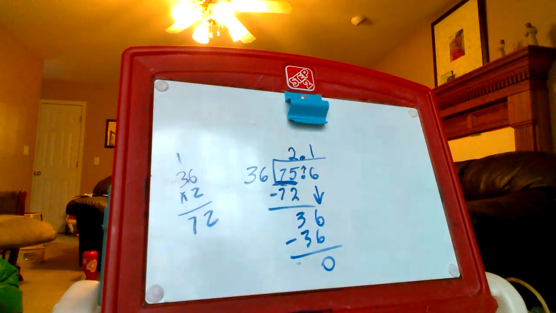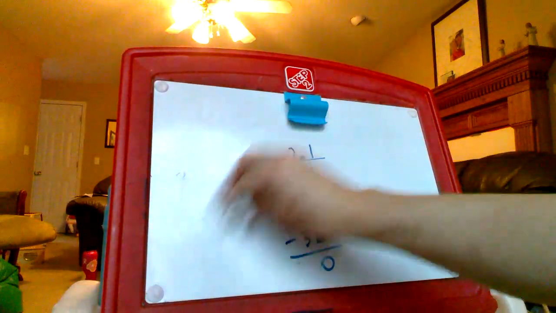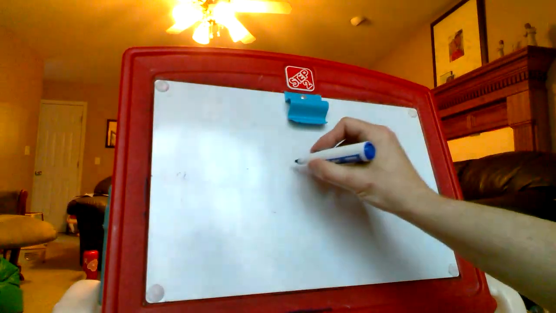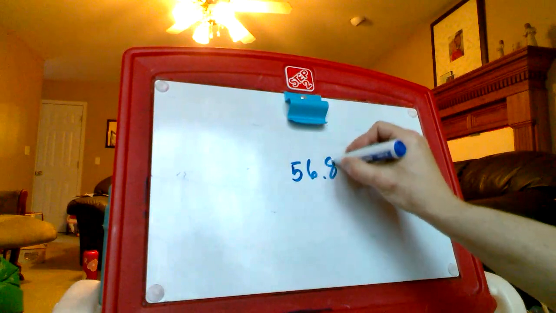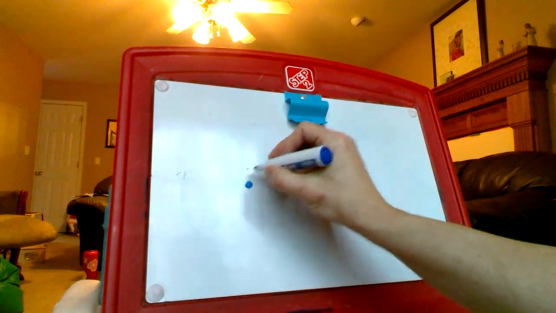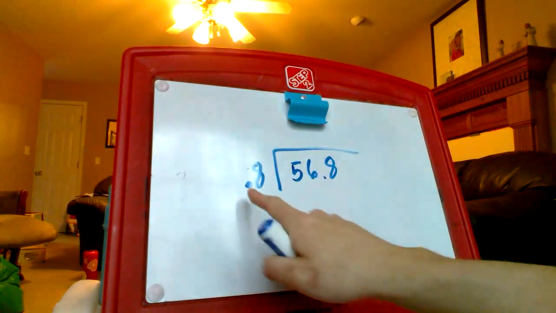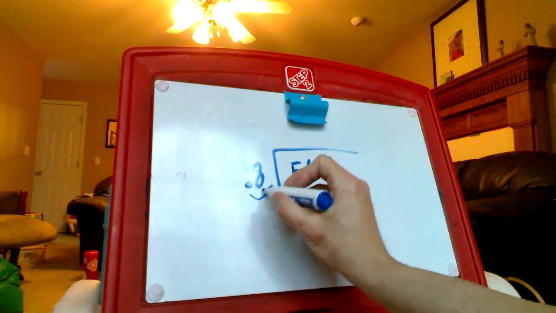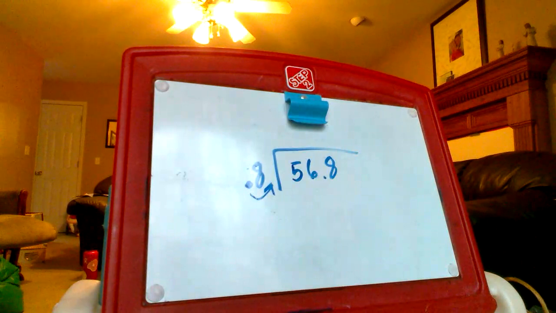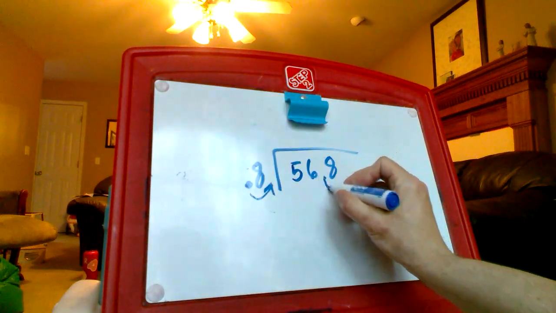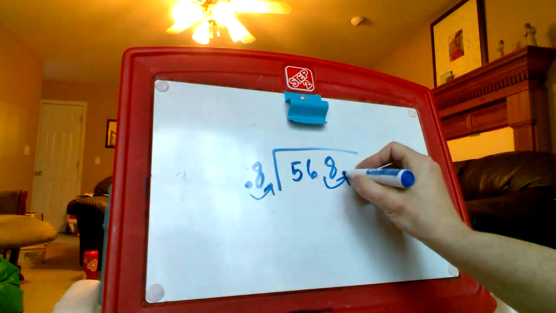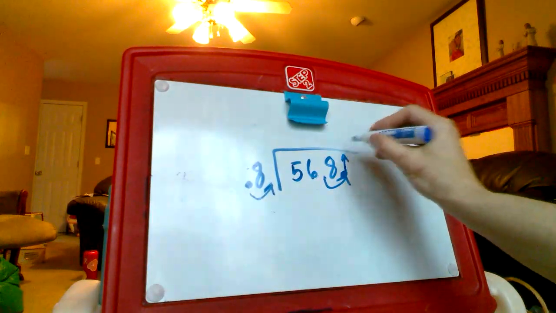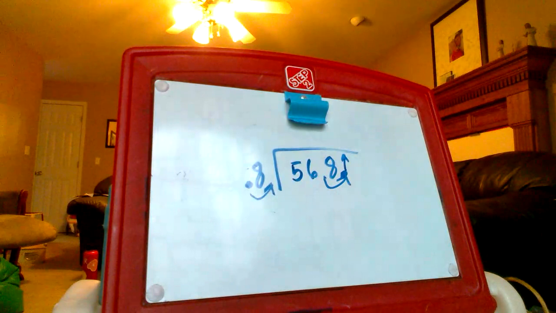For the second problem, we have 56.8 divided by 0.8. Now this time we do have a decimal out here. What we are going to have to do is move the decimal over one spot. Since we moved it over one spot, we need to move this one to the right one spot as well. So our decimal is now after the 8. And what we want to do is bring that decimal straight up.